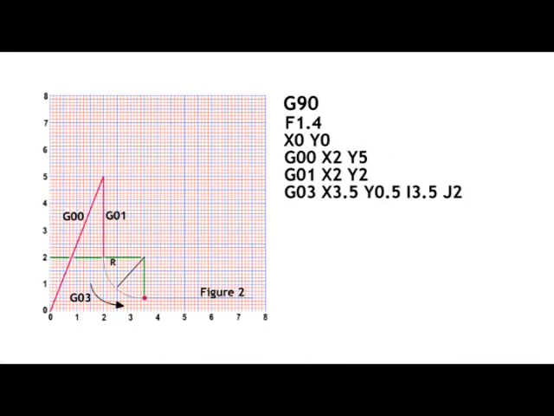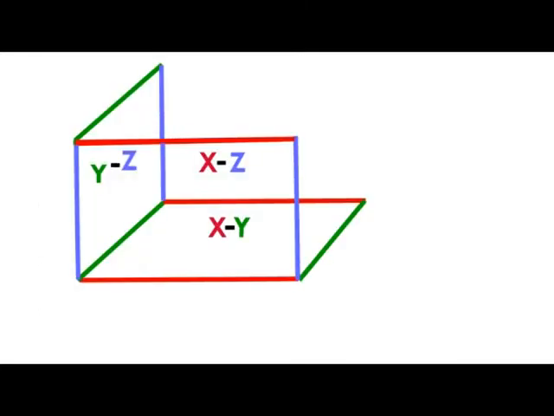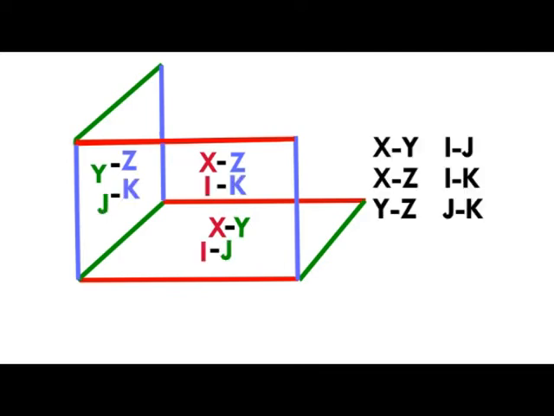Example 2 would be G0, X2, Y5 to start the cut. Cut to the start of the arc as G1, X2, Y2, and the next block is to cut the arc in a counterclockwise direction as G03, X3.5, Y0.5, I3.5, J2. We've been using the XY plane, so we use I and J. For using the XZ plane, we use I and K. For the YZ plane, we will use J and K.